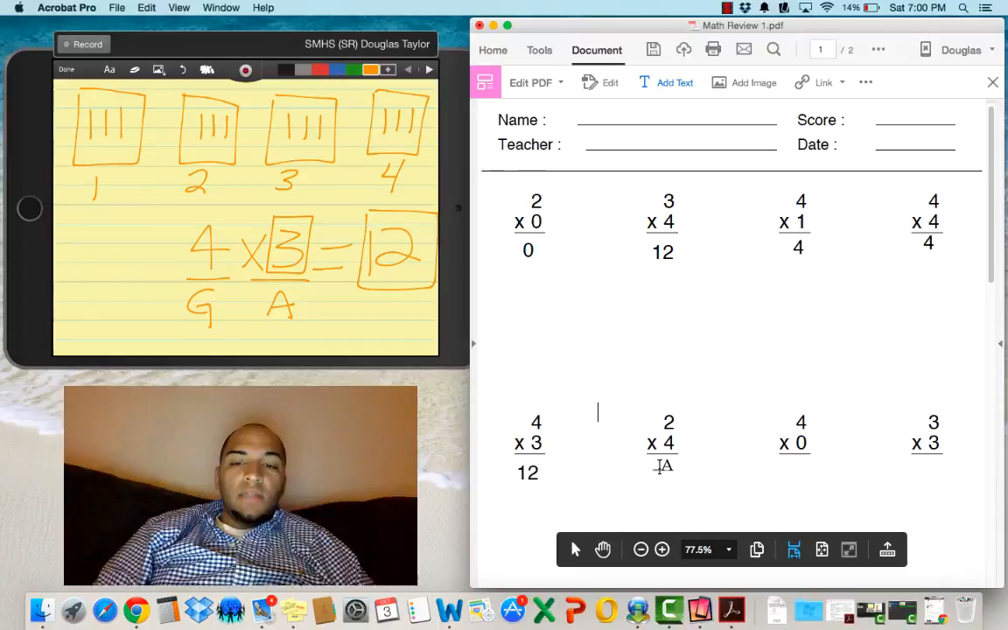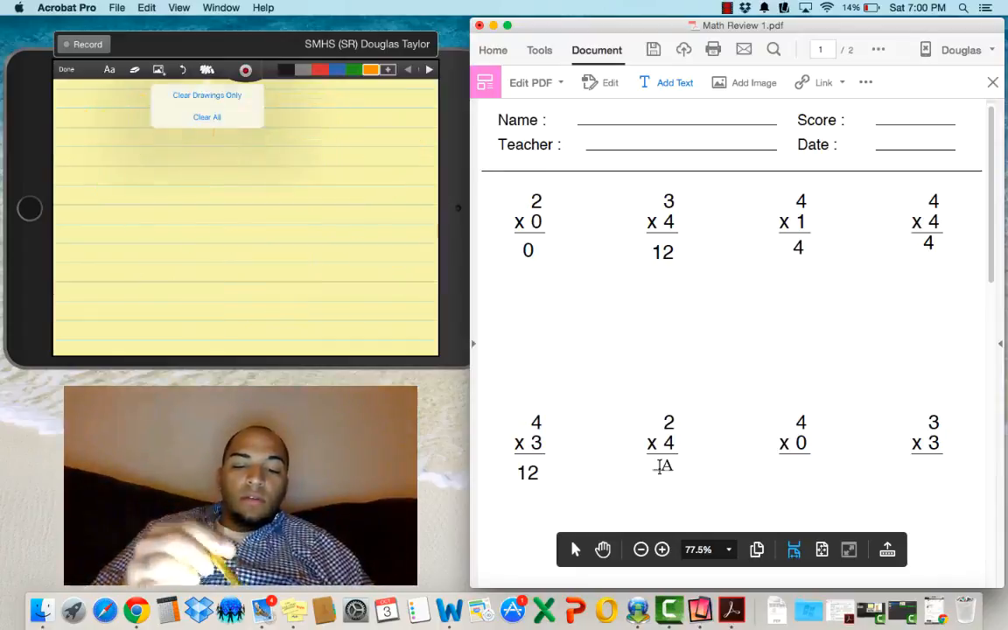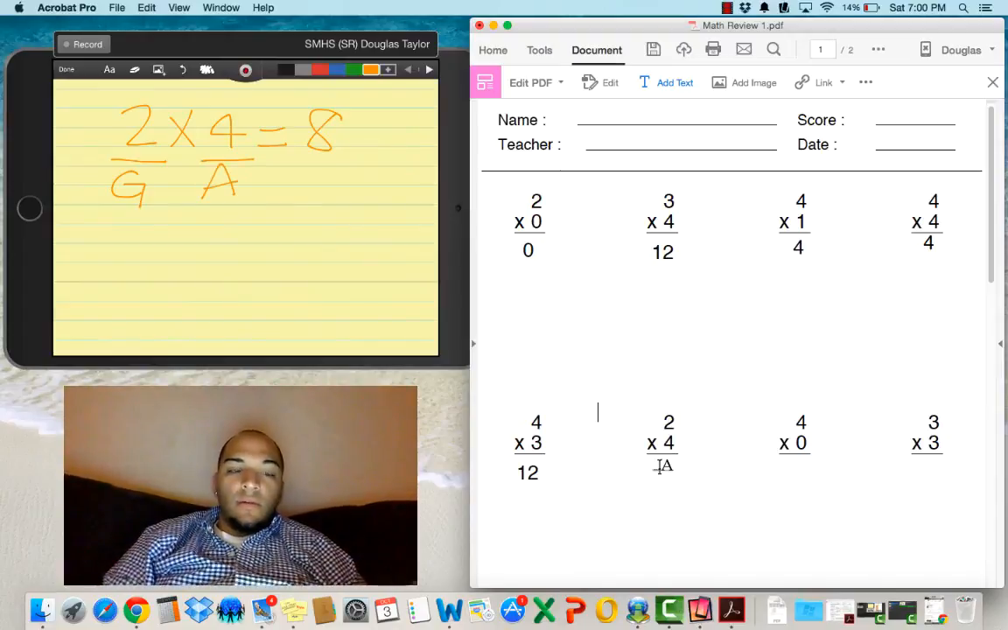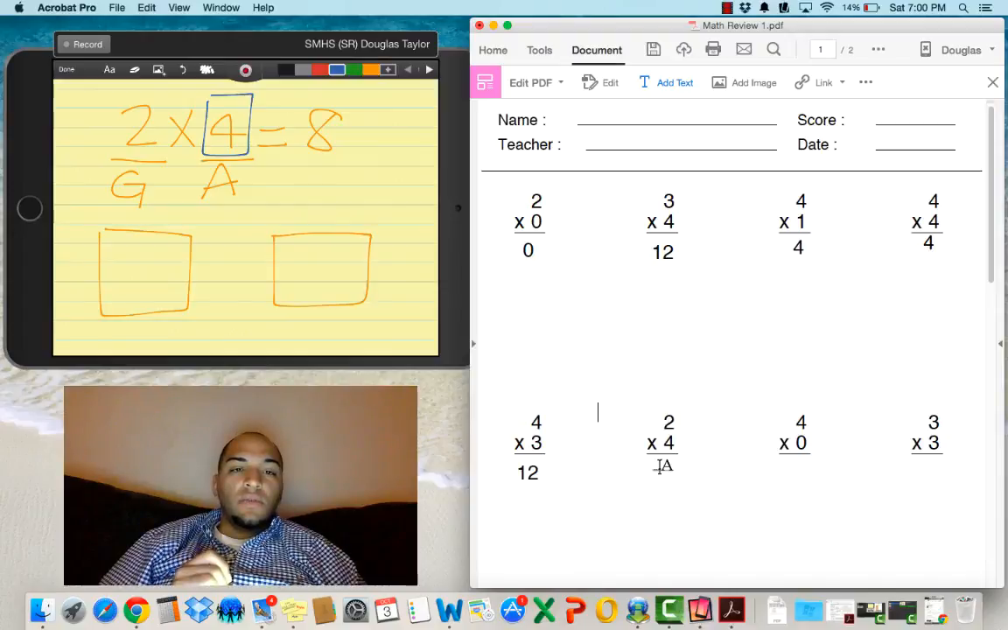Okay, the next one here is 2 times 4, which equals 8. So we have the number of groups here and the amount in each group there. So how many groups do we have? It looks like we have 2 groups. And how many go in each group? This number here tells us the number that go in each group, which is 4.